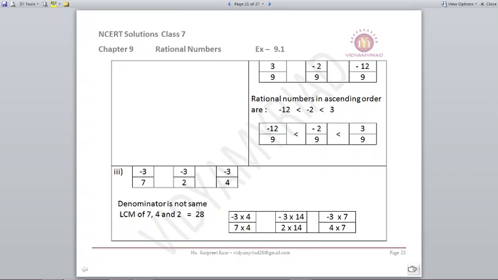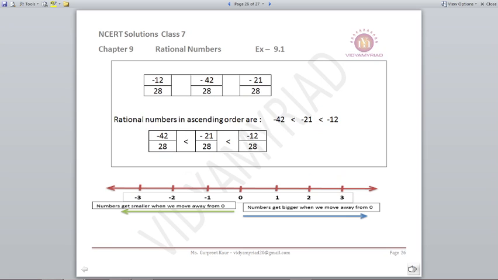Next, minus 3 upon 7, minus 3 upon 2 and minus 3 upon 4. So 7, 2 and 4 LCM is 28. Convert them. You will get minus 12 upon 28, minus 42 upon 28, minus 21 upon 28. All are negative. So we know the rule. Farther the number, 42 will come first, then 21, then 12. So that becomes our order.